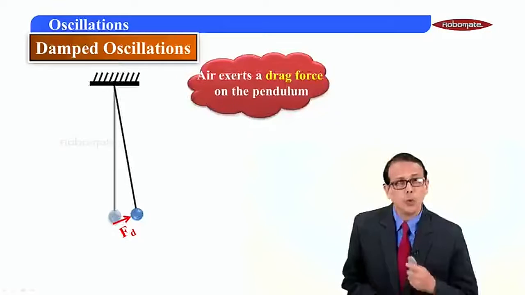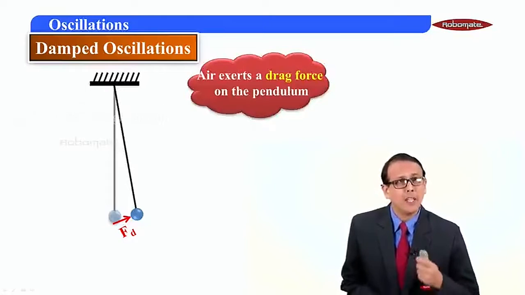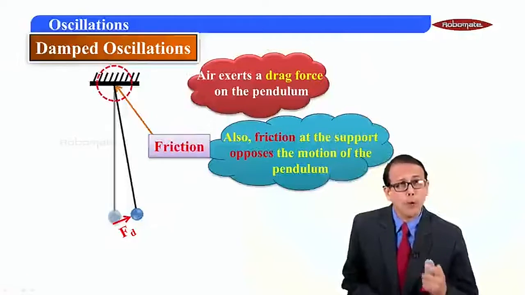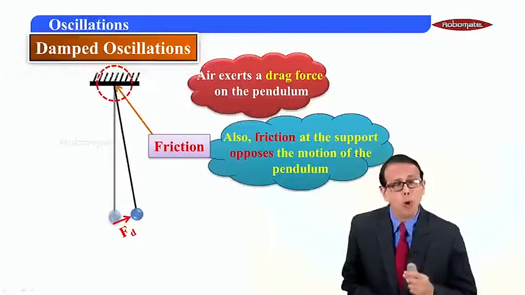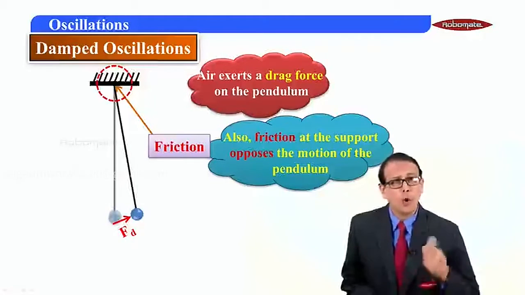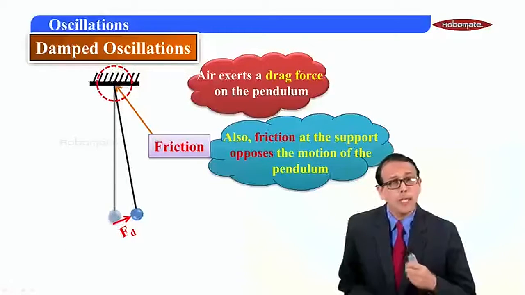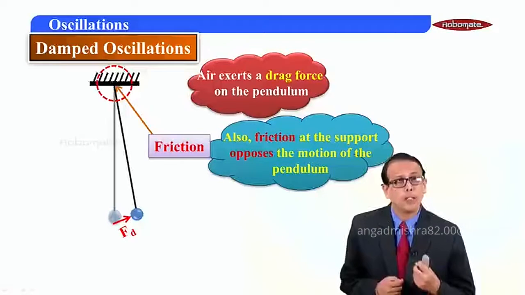In this case also, as the bob of the pendulum moves through air, air exerts drag force on the pendulum. Also, there is friction at the support which opposes the motion of the bob of the pendulum. That means, to conclude, the motion of the bob is opposed by some frictional force or drag force. Now students, if the bob has to move forward, it has to do work against these opposing forces. And for doing this work, energy of the bob is utilized.